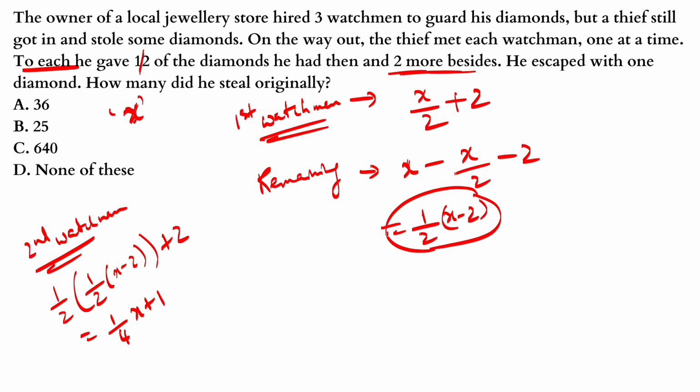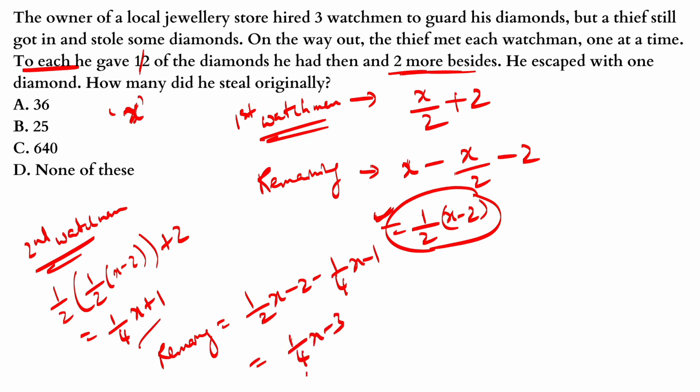Remaining will be the previously what he had minus now what he had given. So the remaining by the end of the second case will be 1 by 2 x minus 2 minus this one, 1 by 4 x plus 1. So this will be equal to 1 by 4 x minus 3. This is the remaining. Now let's move on to the third watchman.